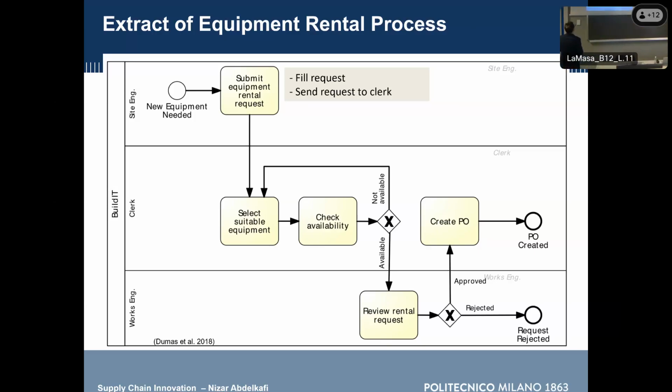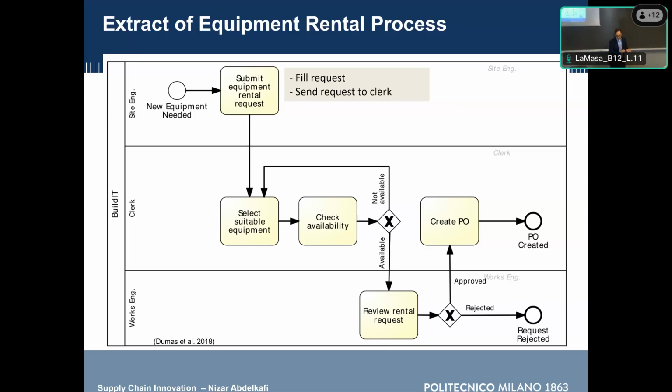Now, what does the activity submit equipment rental request consist of? It consists of fill request and send request to clerk. So we have said that fill request is important. So we have to capture the main important requirements by the site engineer for the equipment.